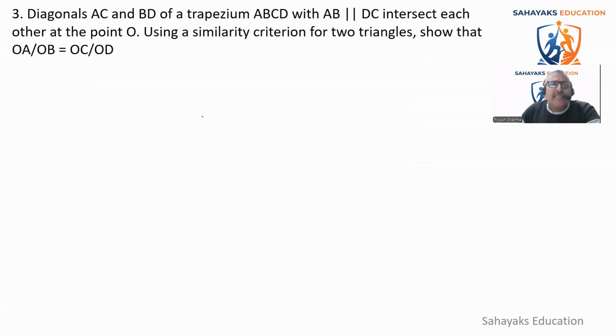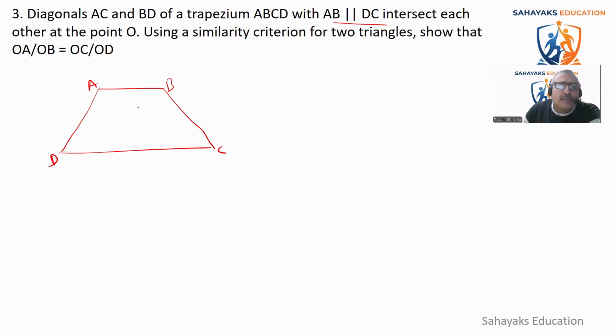Okay. Diagonals AC and BD of a trapezium ABCD, with AB parallel to DC. So let's make a trapezium first. I think we did this question somewhere. Well, let's do it again even if we have done it. A, B, C, and D. This is a trapezium where AB is parallel to DC, which is given. The diagonals intersect each other at O. They intersect at O.